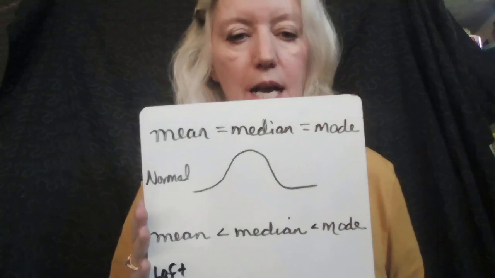And it looks like this. And I'm trying to draw it as symmetric as possible. In fact, I'm going to change it a little bit because I'm trying to draw it so it's exactly symmetrical.